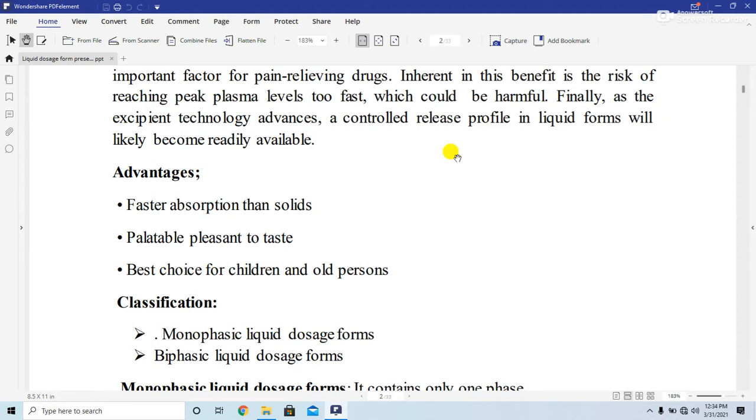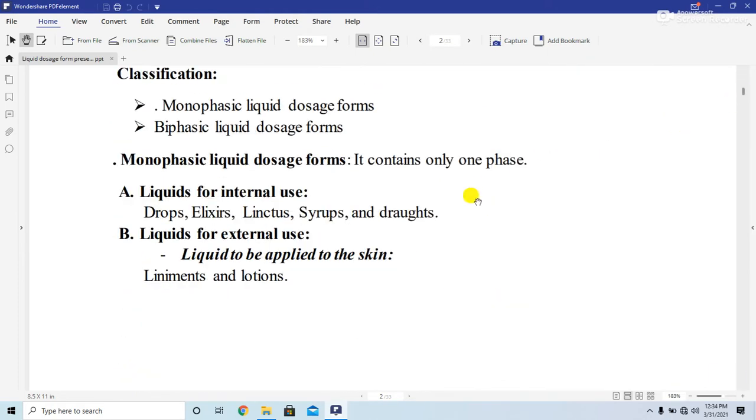Now, coming to the classification of liquid dosage form. Liquid dosage forms can be classified into two categories. One is monophasic liquid dosage form, while the second one is biphasic liquid dosage form. How can we differentiate between monophasic and biphasic liquid dosage forms? Monophasic liquid dosage form means it contains only one phase.